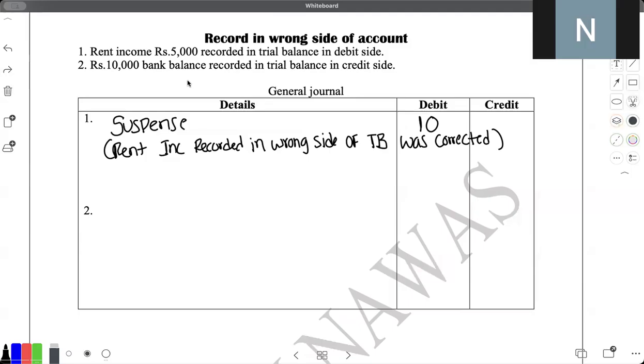Guys, bank balance simply means cash. Okay, go for it.